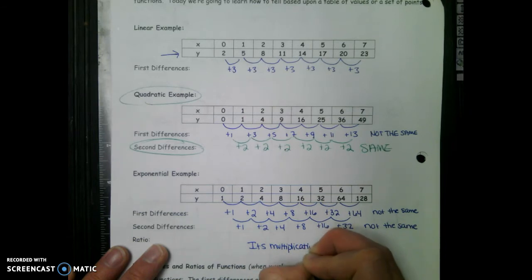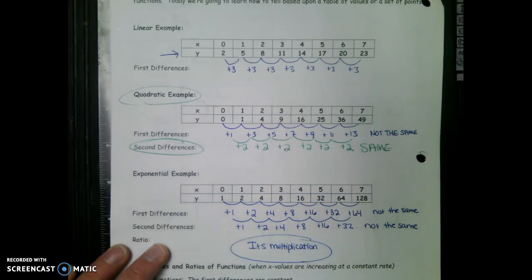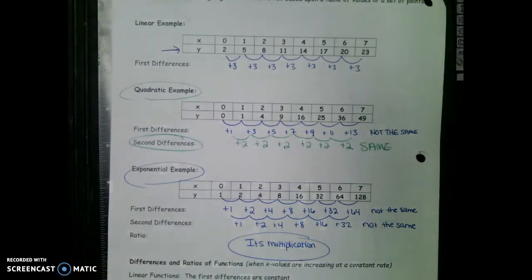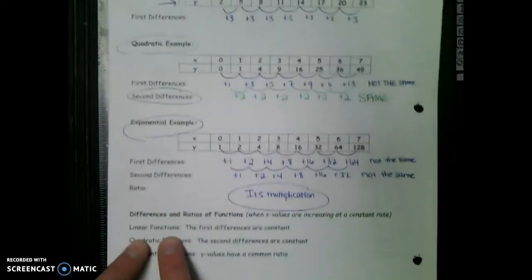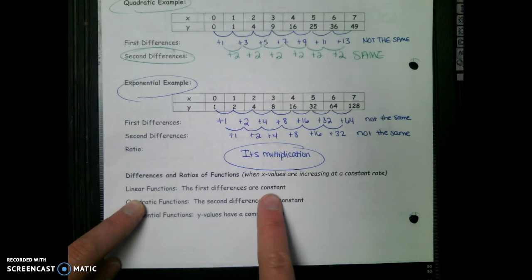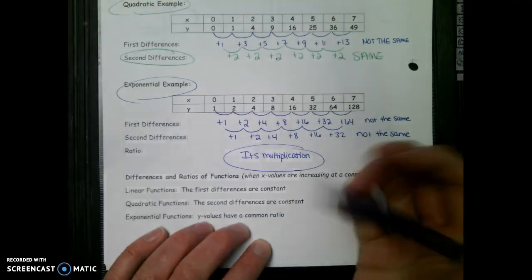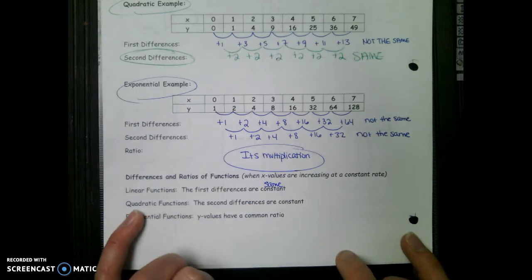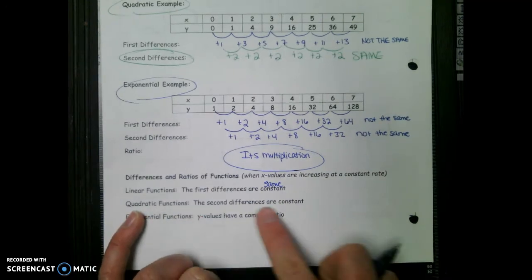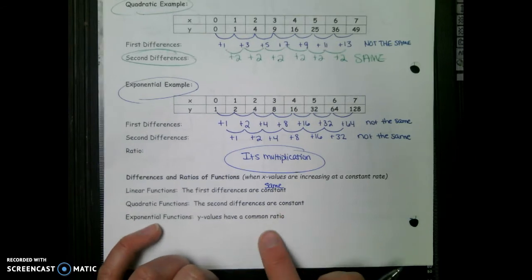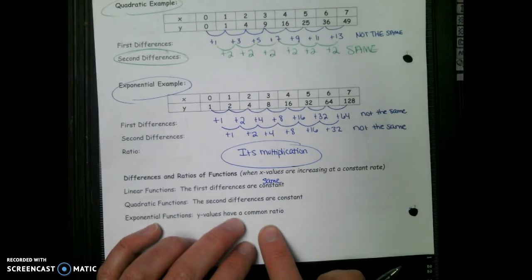The pattern is happening with multiplication. That means it's exponential. So, to recap, in a linear function, the first level of differences are the same. Constant is another word for same. In a quadratic example, the second level of differences are the same. And for exponential, the y values have a common ratio.